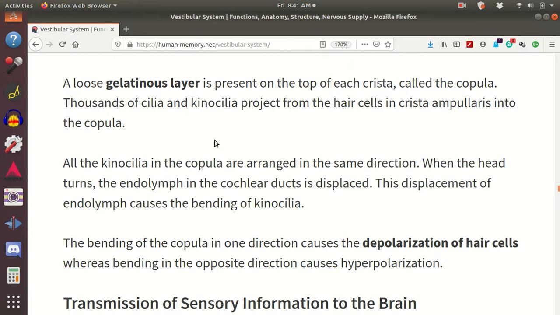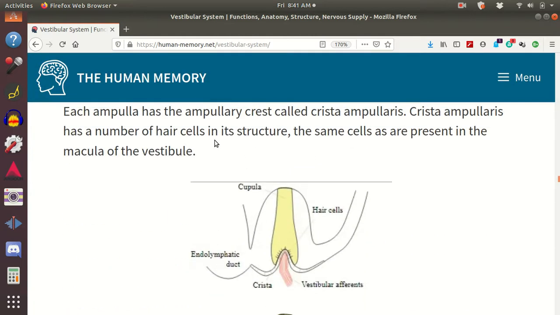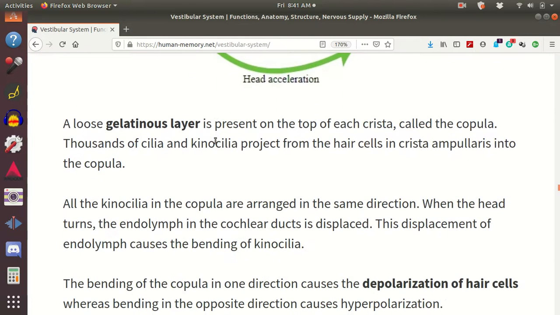There is a loose gelatinous layer present on top of each crista called the cupula, which is different than the copula. Thousands of cilia and kinocilia project from the hair cells in the crista ampullaris into the cupula.